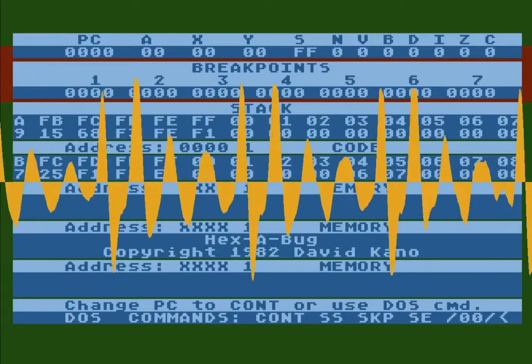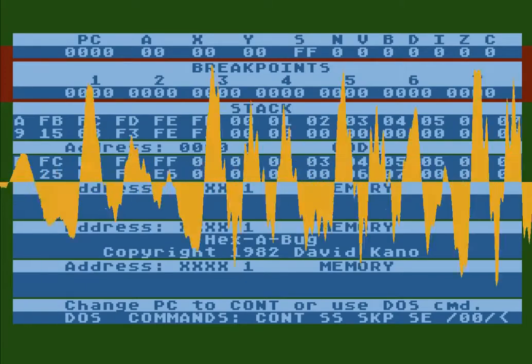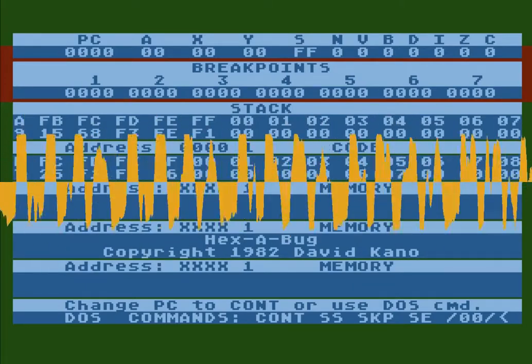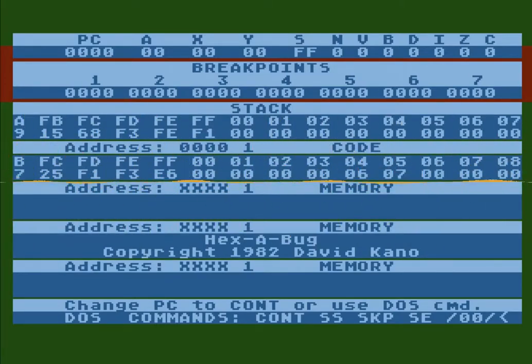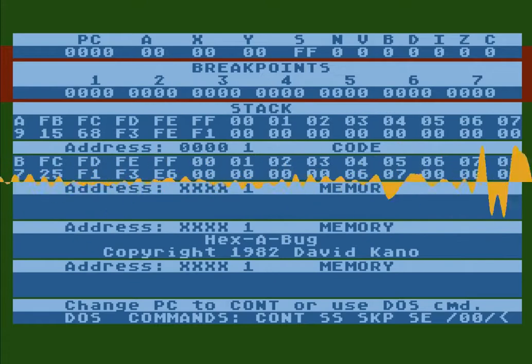Have you used Hex-A-Bug? I've looked. I couldn't really figure it out. I've tried to play with it, and I couldn't find a manual online, first of all, and then I tried to figure it out, and it looks complicated. Right. Well, yeah. I mean, it's definitely a programmer's tool.